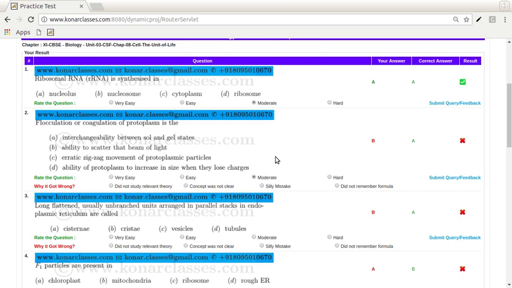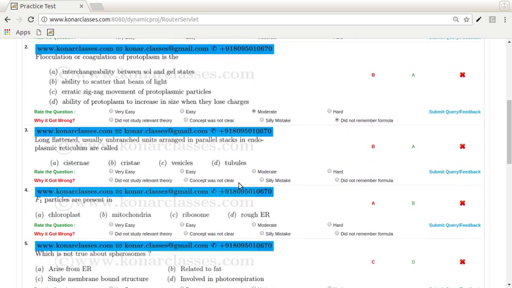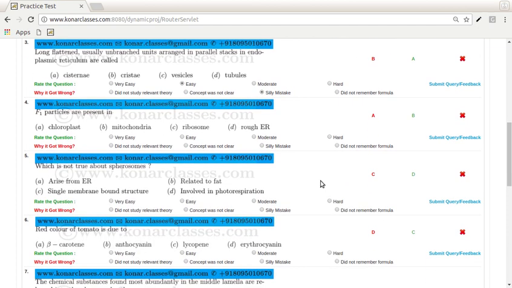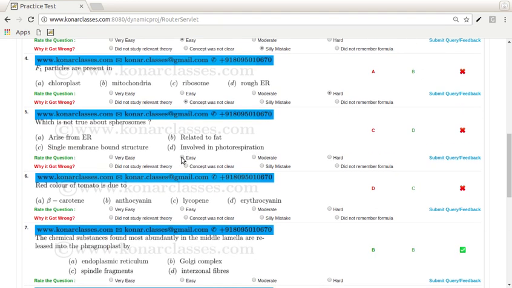You know exactly the background of this question, but when you apply the formula, you do not apply the right formula at the right time, and because of that the answer to that question went wrong. So suppose you can write, did not remember formula. For the third question it also went wrong. You say it is easy, but it was a silly mistake. Fourth one, you can write it is a hard question, but the reason it went wrong is that the concept was not clear. Fifth one, you see it is easy, but it was a silly mistake.